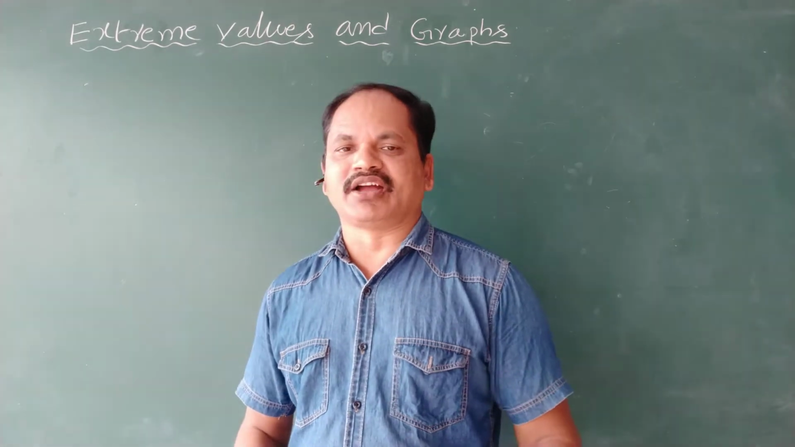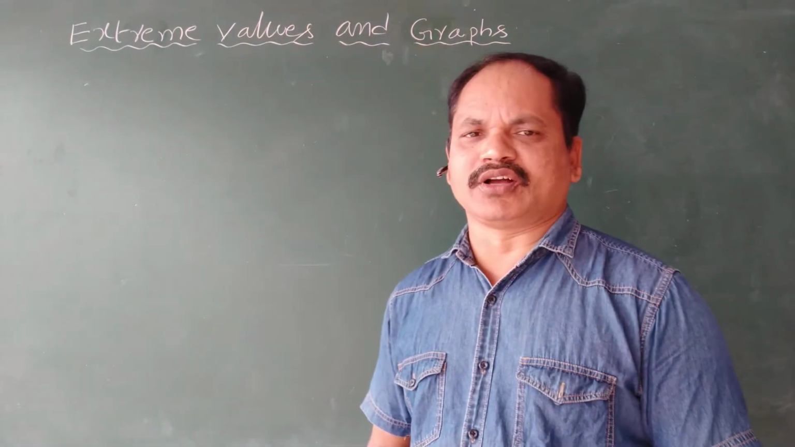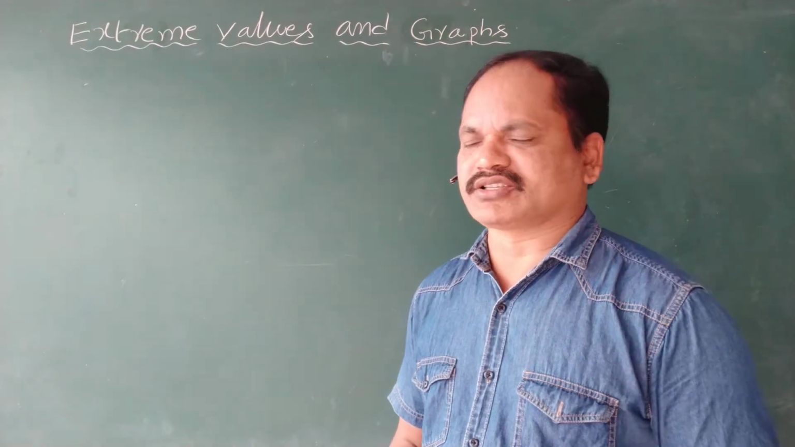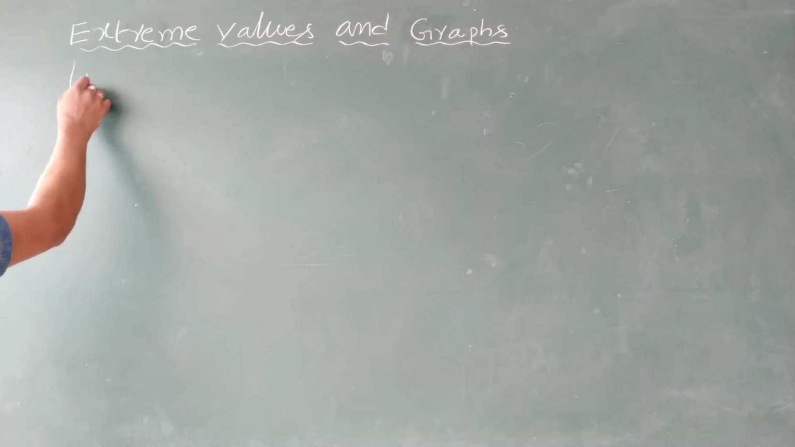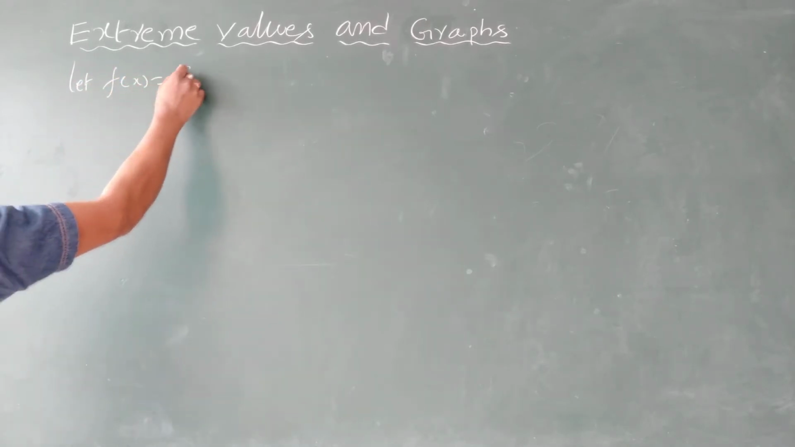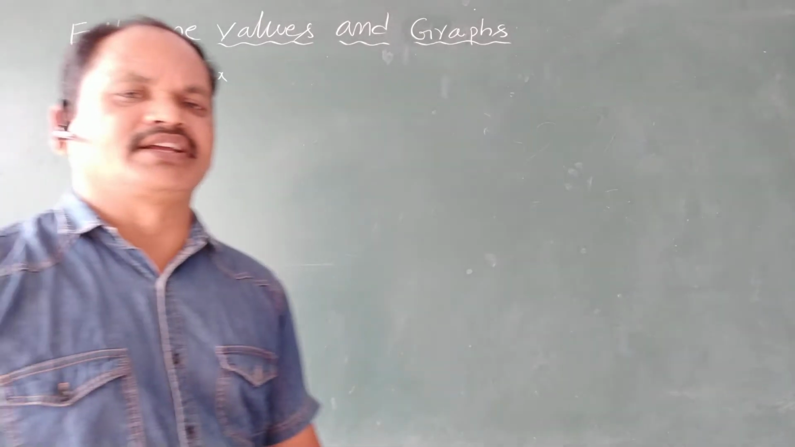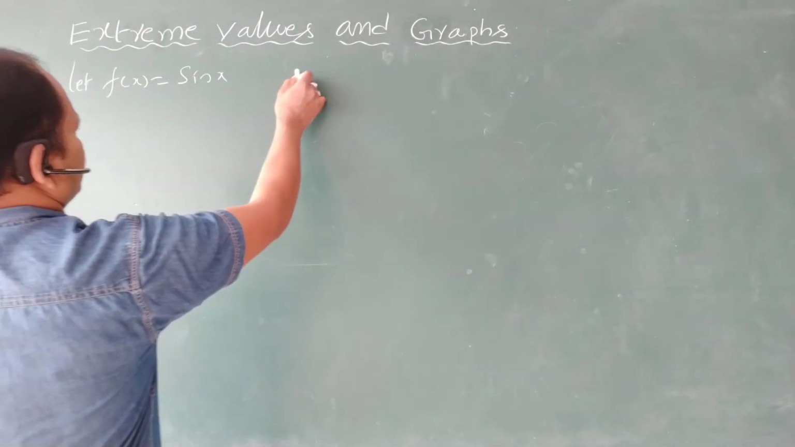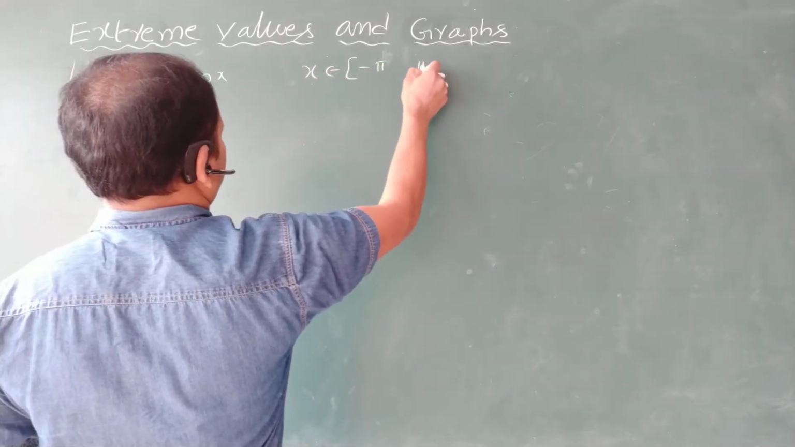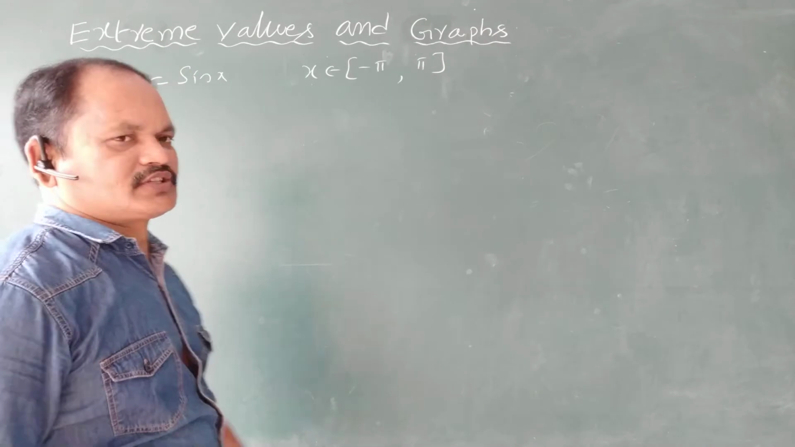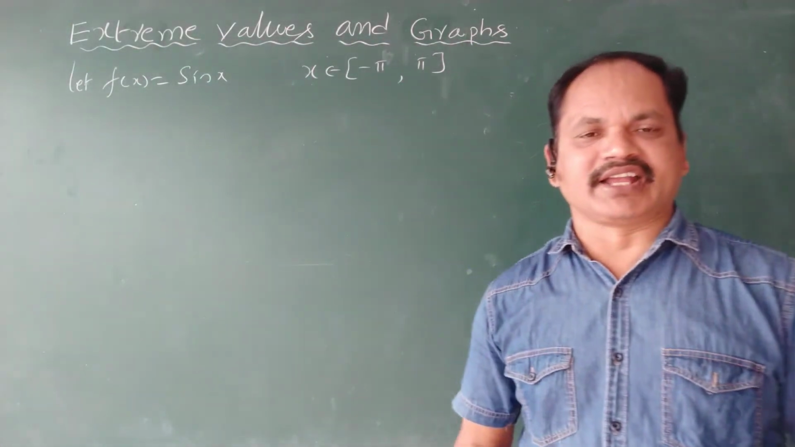So we have to define the graph of sin x, cos x, sin square x and cos square x. First, let us consider f of x is equal to sin x, where x belongs to the closed interval minus pi to pi. In between the interval minus pi to pi, we have to sketch the graph of sin x.